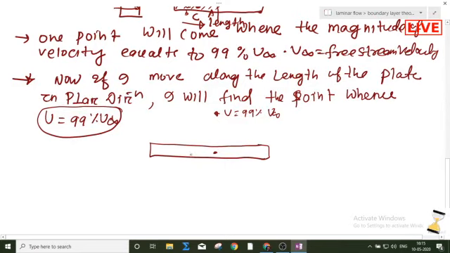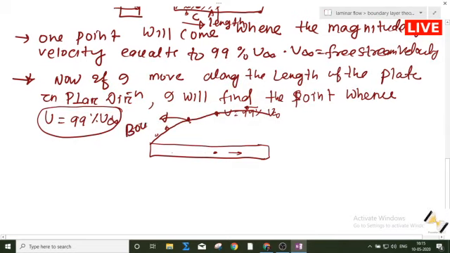Now again if I move in this perpendicular direction, suppose I found this point where the velocity will be equal to 99% of the free stream velocity. Similarly I will find this point. So these points are generally where the velocity is equal to 99% of the free stream velocity. Now if you join all these points, this is my boundary layer.